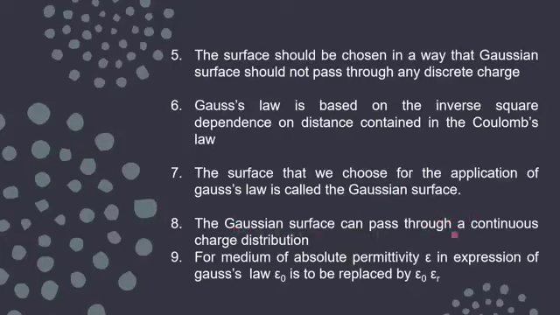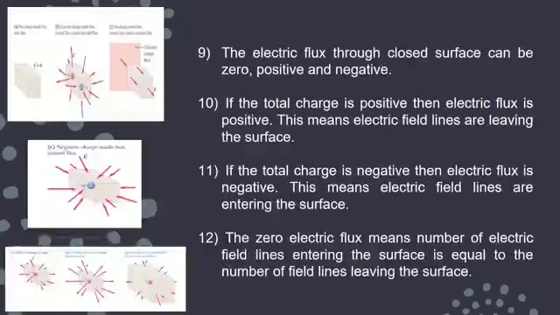A Gaussian surface can pass through a continuous charge distribution, but of course not through discrete charges. Whenever we talk about any medium of absolute permittivity epsilon, then in the expression of Gauss law, epsilon naught is to be replaced by epsilon, or you can replace it by epsilon naught epsilon r. So you have to keep these things in mind while using the Gauss theorem in your numericals or in answering the various questions.